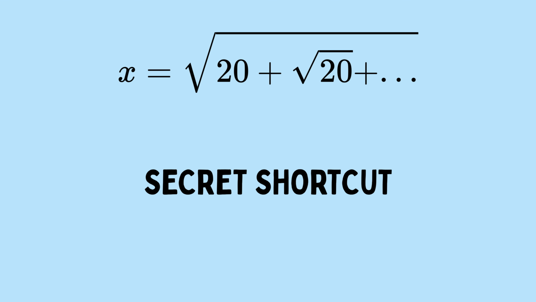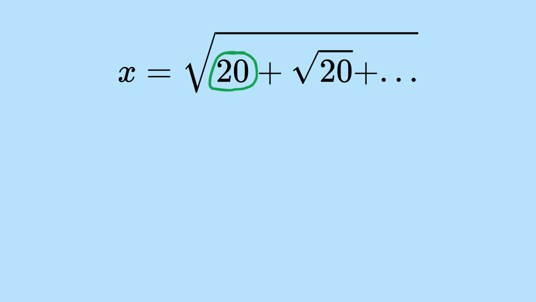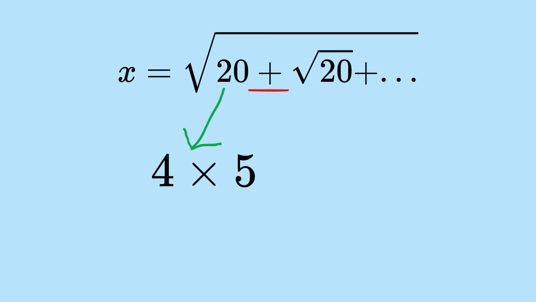Wait, before you go, here is the secret shortcut. Notice that 20 is just 4 times 5. If the problem has a plus sign, the answer is the bigger number, which is 5. But what if the sign was minus? If we had square root of 20 minus square root of 20, the rule flips. For minus, you simply take the smaller number, so the answer would be 4.